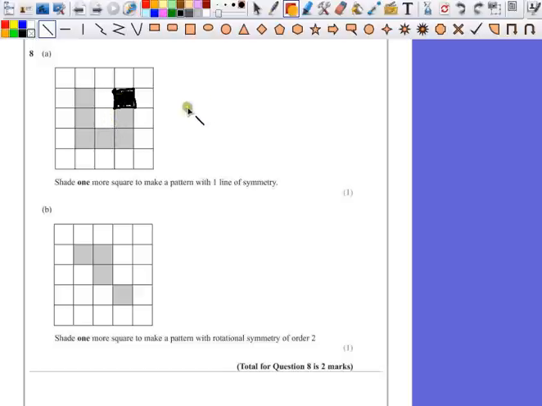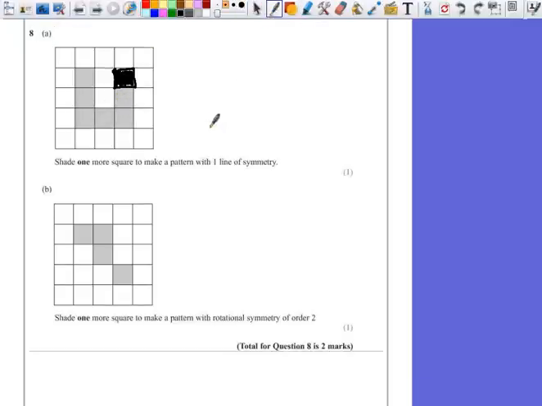Either are both worth one mark because they each only have one line of symmetry. If you coloured in a different square, but it gave multiple lines of symmetry, that would be a wrong answer. And part B says shade one more square to make a pattern with rotational symmetry of order 2.